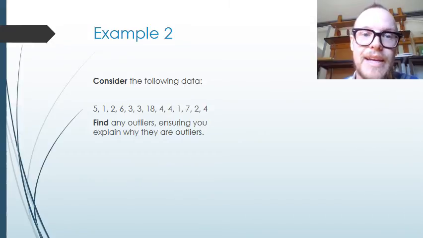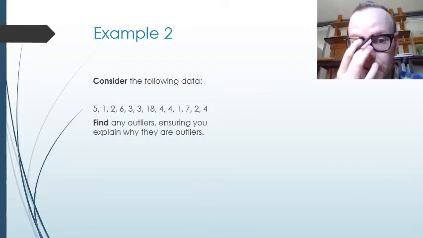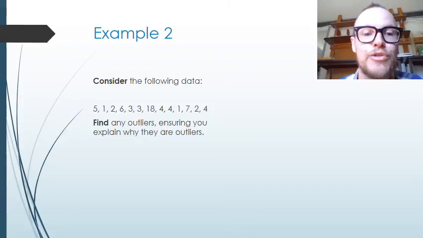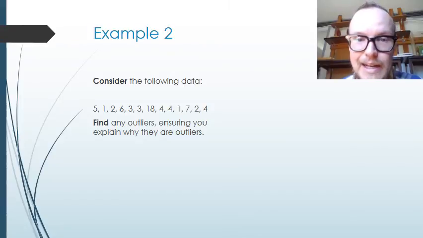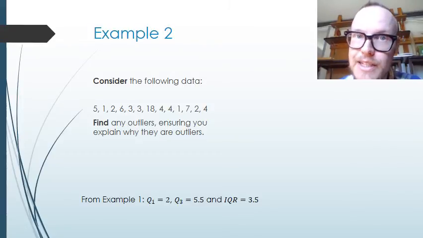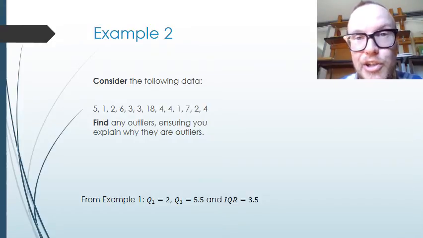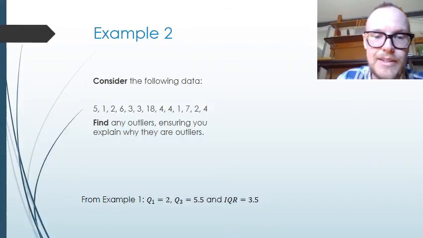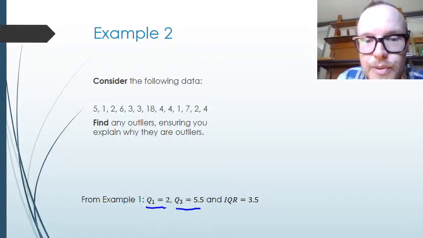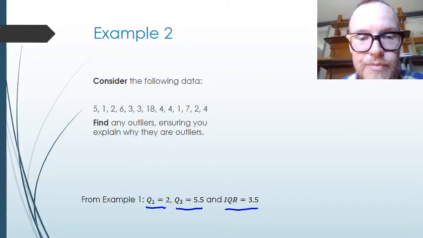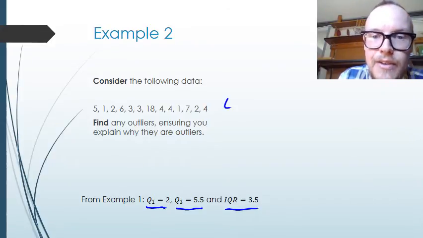Let's look at an example on how to do this. So we're going to use exactly the same data as we used for the first example. So we're being asked that we find any outliers, ensuring that we explain why they are outliers. So for our first example, our 5-point summary, the most important pieces of information we need to determine these boundaries on where the outliers lie is that Q1 is equal to 2, Q3 is equal to 5.5, and our interquartile range is 3.5.